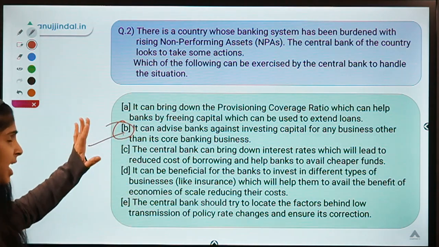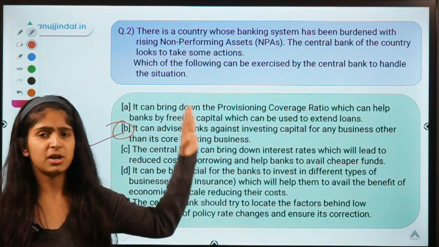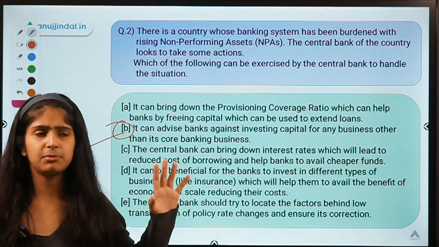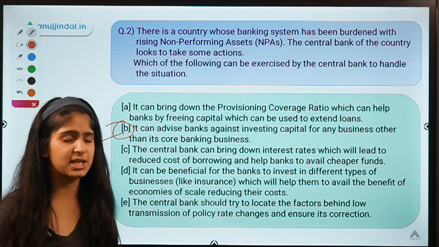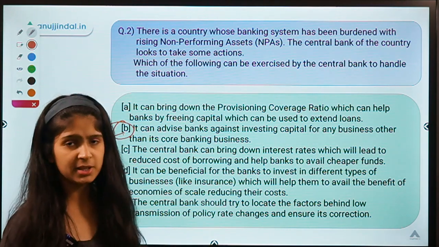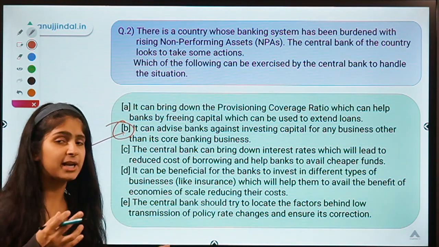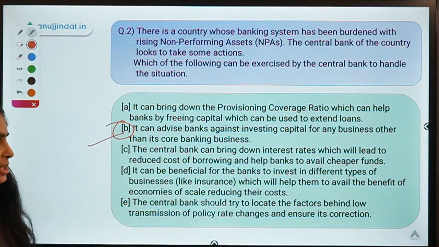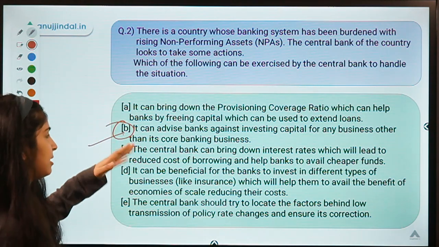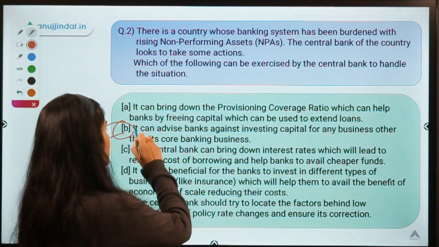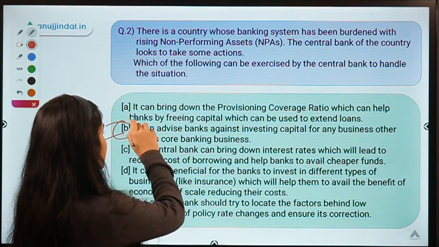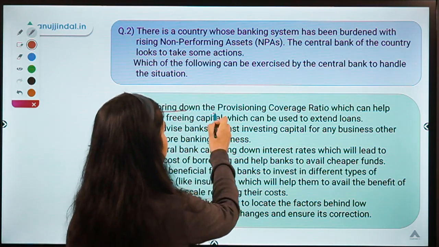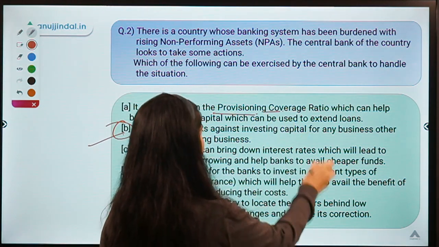Okay, I hope you understand the situation. Very simple. The country's banking sector has been riddled with the problem of NPAs. Now the central bank needs to do something. Let us discuss all the options one by one and understand why these are incorrect and option B is correct. Option A says that the bank can bring down the provisioning coverage ratio.